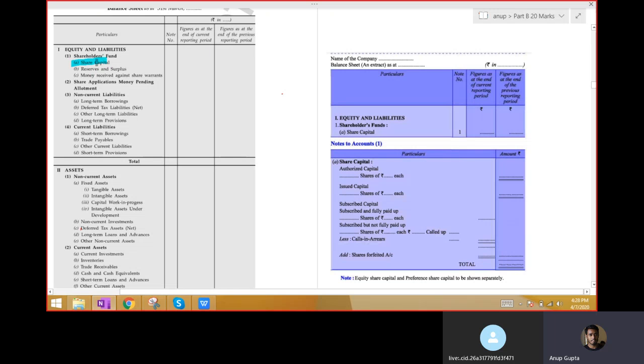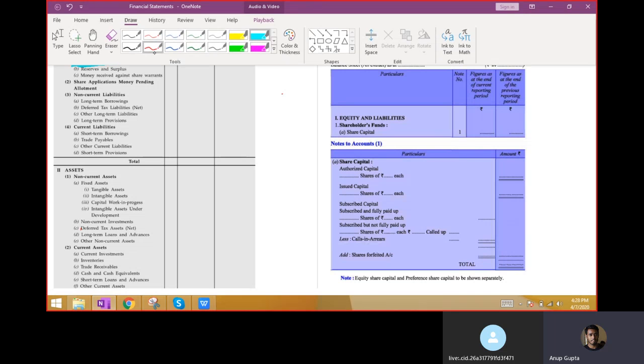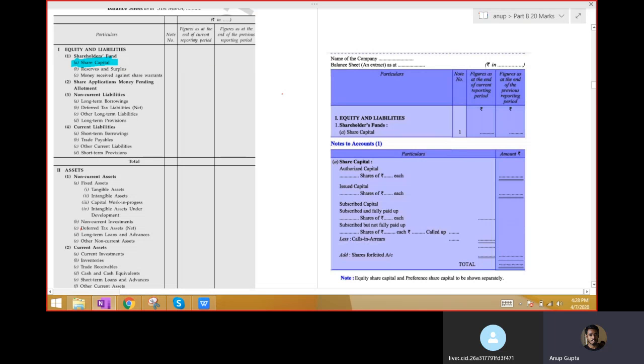See, this share capital is in the equity and liabilities under the heading shareholders fund. So what do we do? If there are equity shares, preference shares, and so many authorized, subscribed figures, but there is no option here, so we write note 1 here. And then we go to the working note.